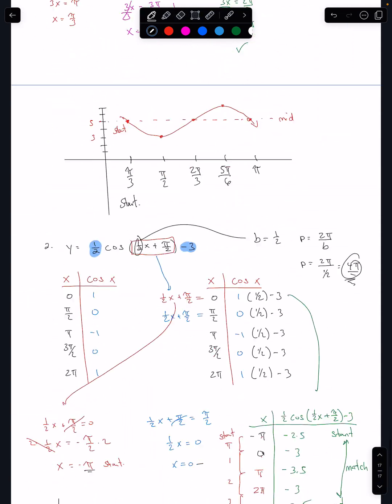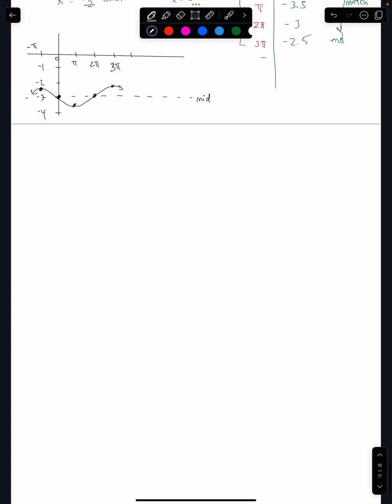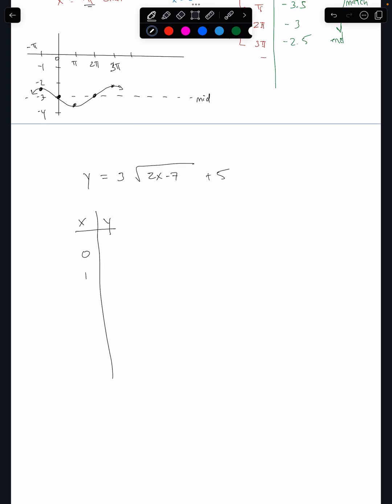All right, so you could really use this technique for any graph you've graphed in Algebra 1, Algebra 2, and so on. All you need to know is what the parent function is, and then you go from there. So just hypothetically, this is y equals 3 times the square root of 2x minus 7 plus 5. As long as you know some coordinates of the parent function, so 0, 1, 4, 9, the square root of x, then all you would do is multiply your y values by 3 and add 5.